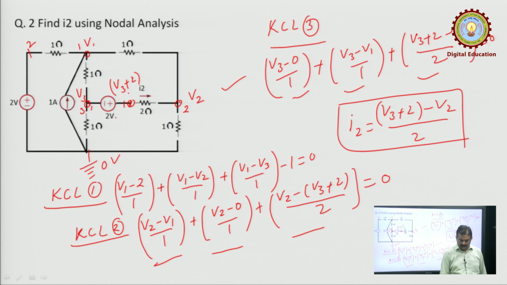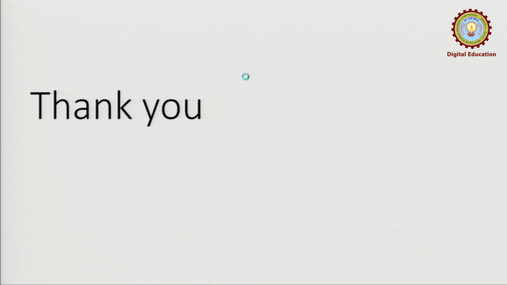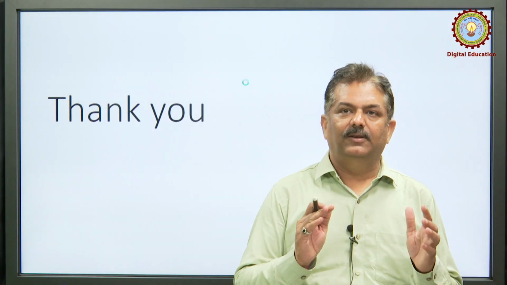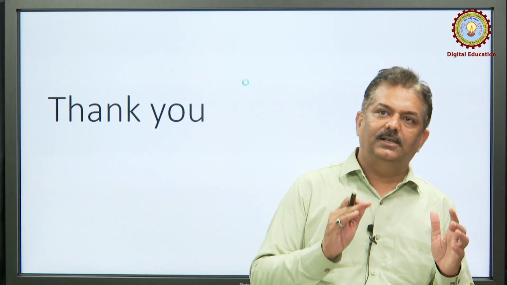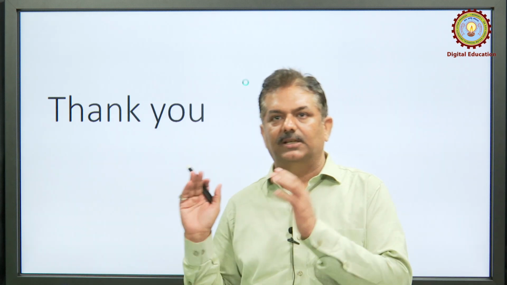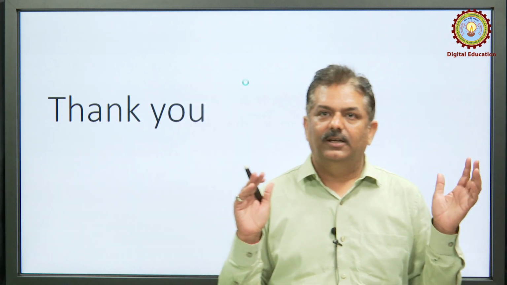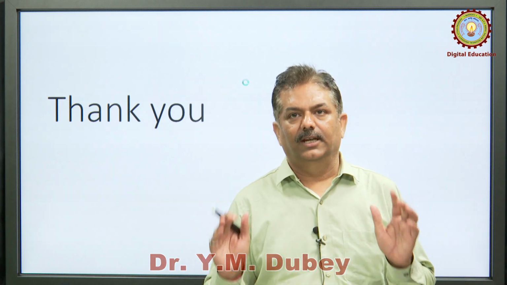So, this is all about the nodal analysis. I will revise the important points. First, we need to identify the nodes. After identification of the nodes, next we will assign independent node voltages. We will write KCL at different nodes, and after writing KCL equations, arrange these equations in matrix form and solve it by Cramer's rule to find out independent node voltages. Thank you.